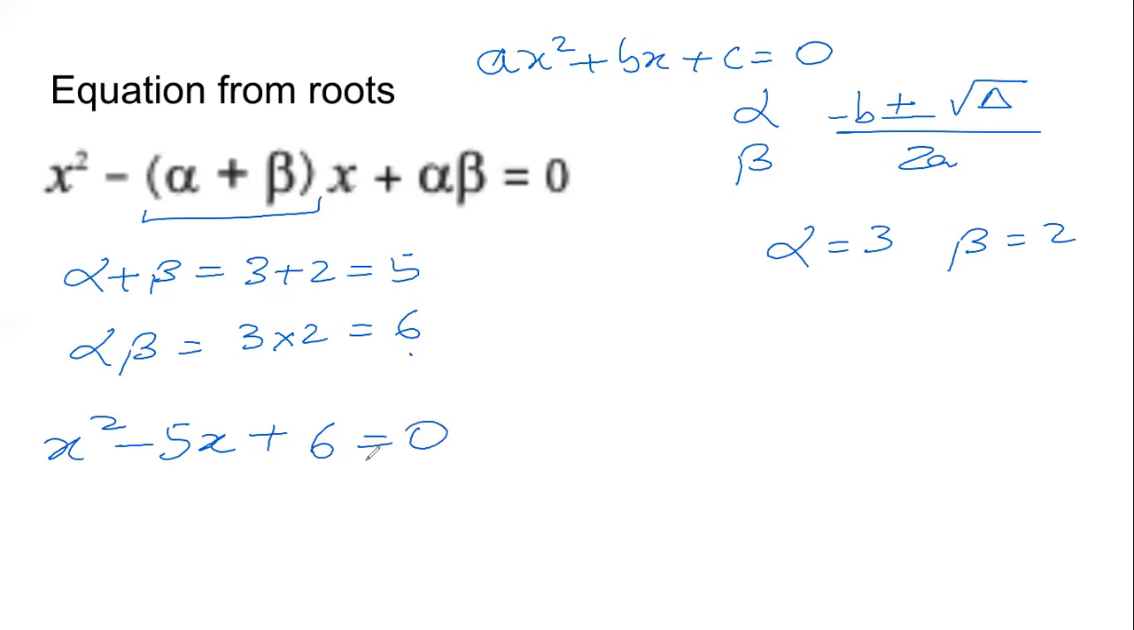Can I make another equation? Yes, I can also write y square minus 5y plus 6 equals to 0. There is no rule about the variable. We have two roots, alpha and beta. And using that, we can make the equation using whichever variable we want to use.